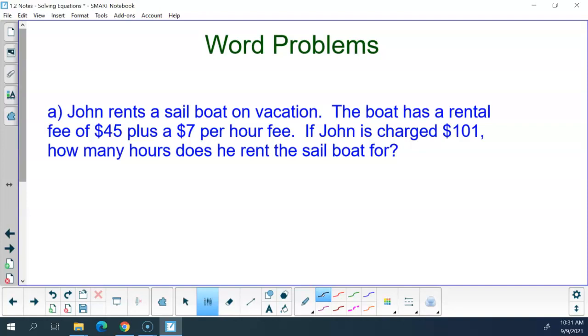through twice. Okay? John rents a sailboat on vacation. The boat has a rental fee of $45 plus a $7 per hour fee. If John is charged $101, how many hours does he rent the sailboat for? Okay. So first step, we're going to read. We're going to reread it in step number 2. Step number 2, we're going to make equations.